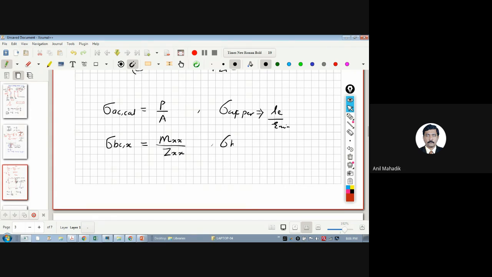Permissible value sigma BCX depends on L upon r minimum, D by T, what was that, D1 by T and what else, T upon T. And sigma BCY will be Myy divided by Zyy. Then permissible depends on the same parameters, all same parameters.